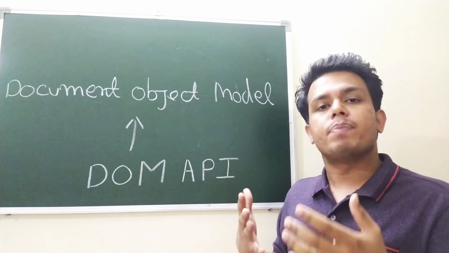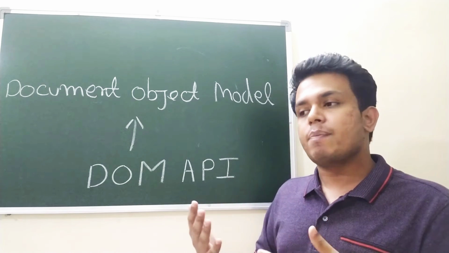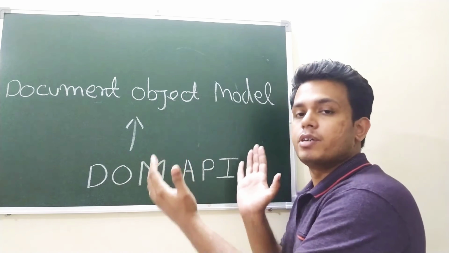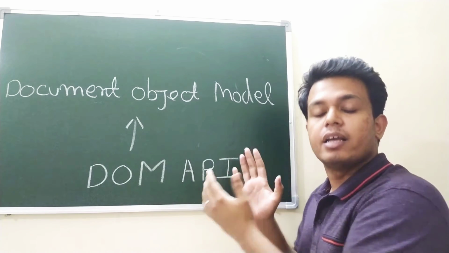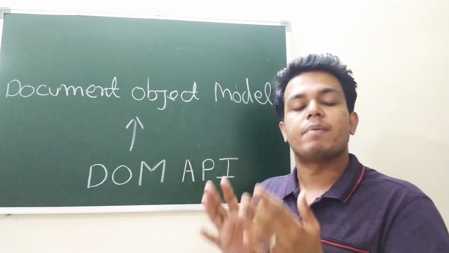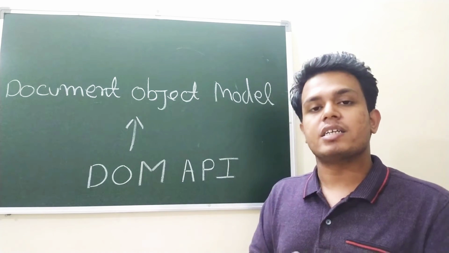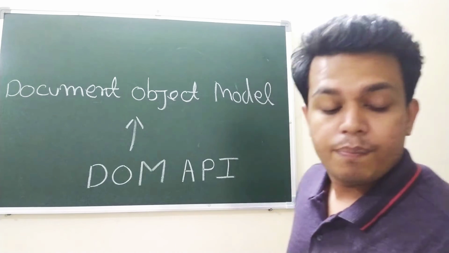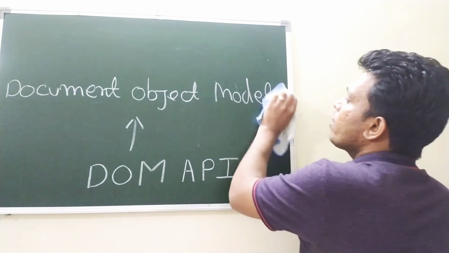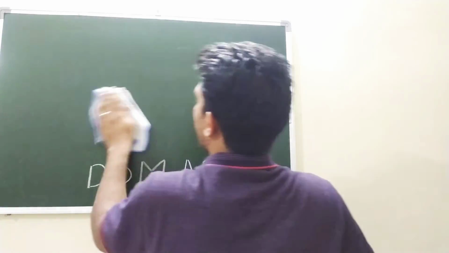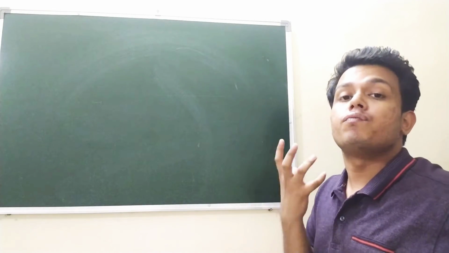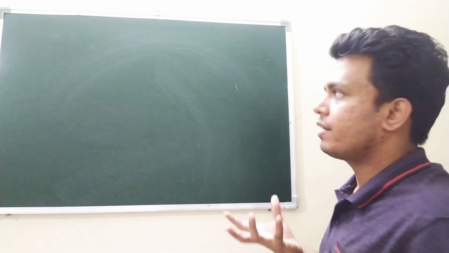An API is simply a mediator with the help of which we manipulate the DOM. That is why this term comes, DOM API. There are multiple DOM APIs available in JavaScript. We will discuss each and everything. So let's discuss. Before understanding DOM API, first we need to understand how this tree is generated.